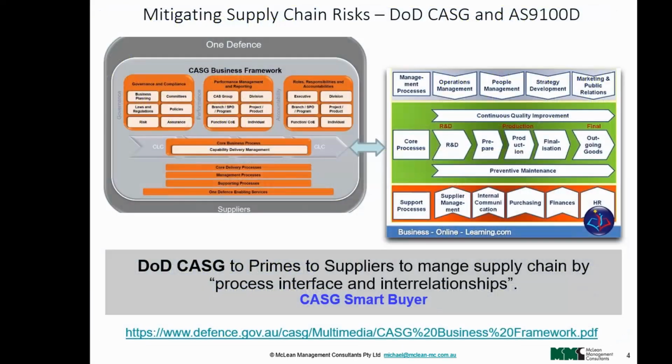I just thought I'd share with you what the Department of Defence Capability Acquisition and Sustainment Group business framework has, because they have a process view. What is on the right-hand side is also a process map. This is not to say this is how it should look, but it's just to show you that if you want to make sure that your products and services integrate with the Department of Defence in New Zealand or Australia or a Defence Prime, you have to define your processes. That's part of the Smart Buyer program for Department of Defence CASG. And there is the link for you.